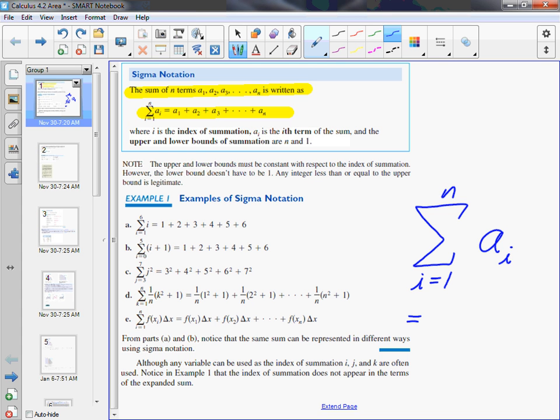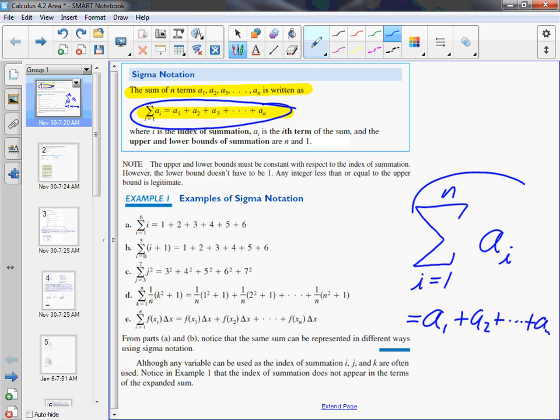So if we start counting at 1, A1 is the first term of the terms we're adding. A2 is the second term of the terms we are adding. And you keep going until you get to the last term, which would be A with the subscript of N. Okay? So that's what that notation means. It's all right there, but sometimes it helps to see the order you come up with it. Everybody with me? All right.